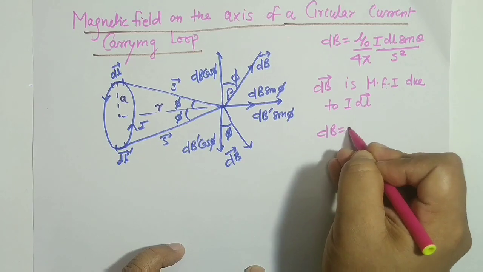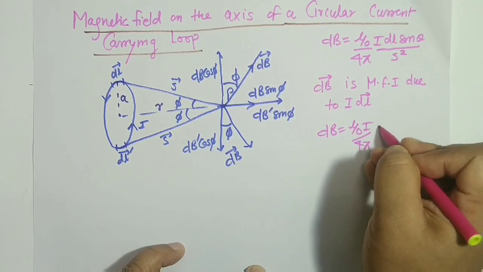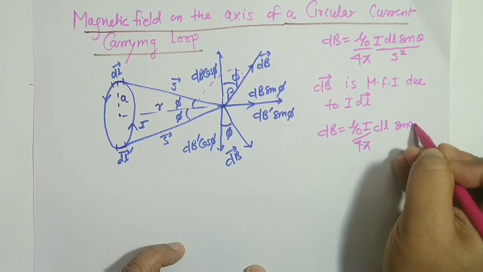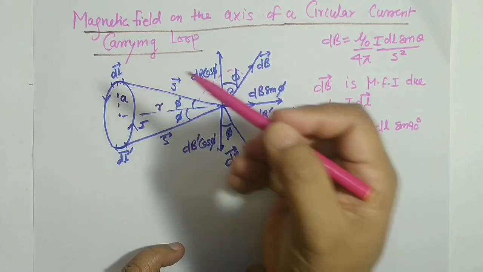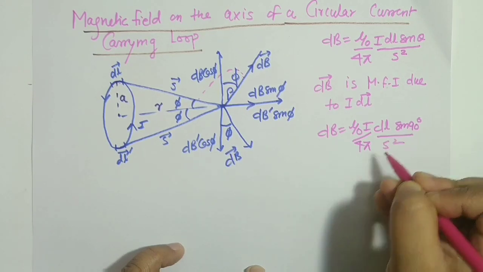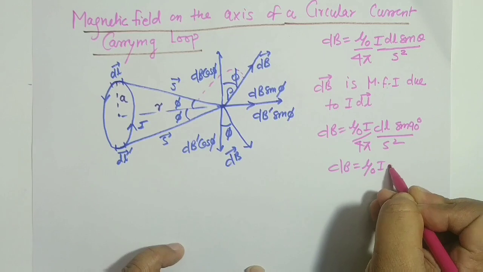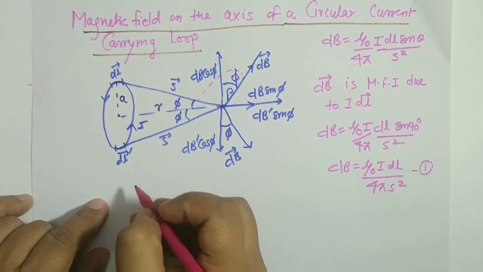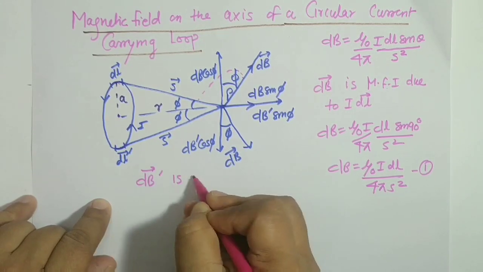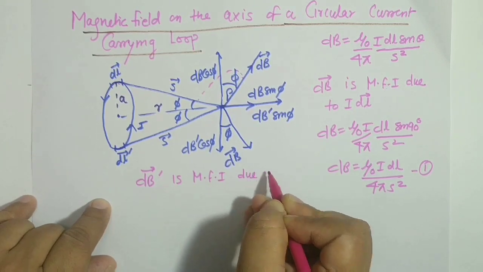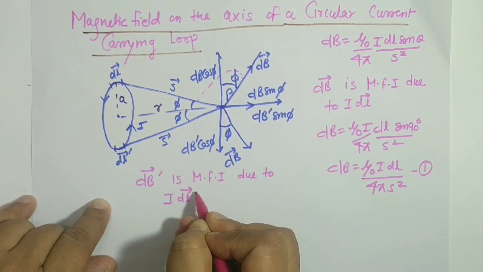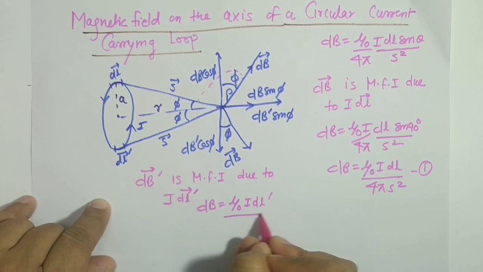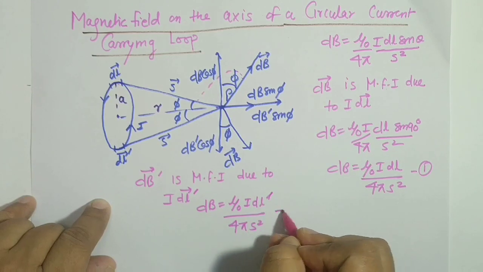So dB will be mu naught I upon 4 pi dl, and do you know this angle is 90, so sine 90, because dl and r is also 90. So this will be S square. So dB will be simply mu naught I dl upon 4 pi S square. Okay, got it or not? This is dB. And similarly, dB dash is the magnetic field intensity due to the opposite diametrical element IDL dash. And similarly, dB dash will also be mu naught IDL dash upon 4 pi S square. I think there is no doubt in this.